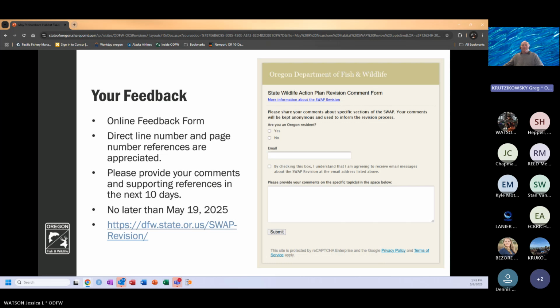So to assist you with your reviews, we have these online feedback forms. And so you can then go in there and say which section you are reviewing, and again, so that you can directly put in the line number and page number references that you're providing specific feedback on, and please provide your comments and supporting references in the next 10 days.